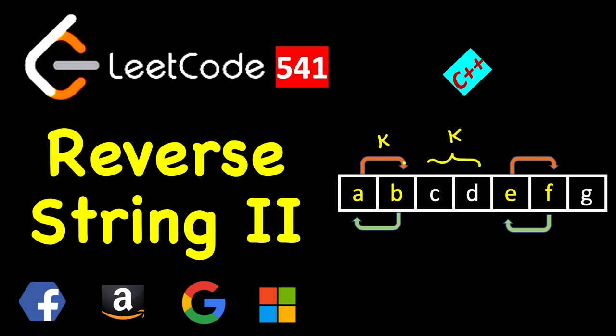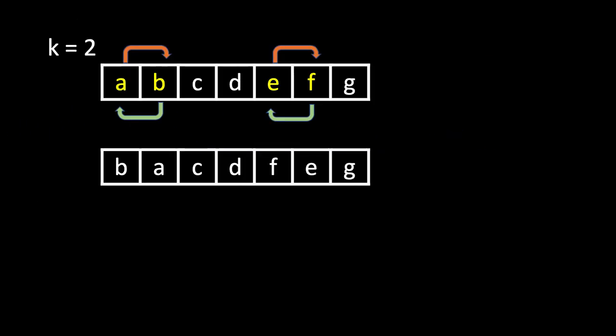So first k you reverse, next k you leave as it is, next k again you reverse, and next k you leave. In the end, if there are fewer than k characters remaining, then you reverse all of them. Let's say you left k, k is 5, and there are only 3 characters remaining, so reverse all of them. Let's see one example here.